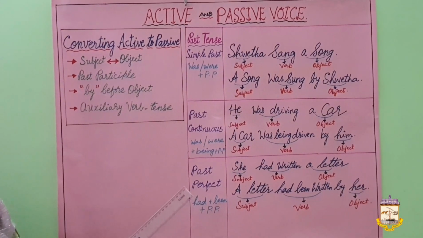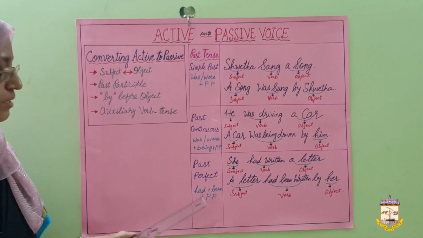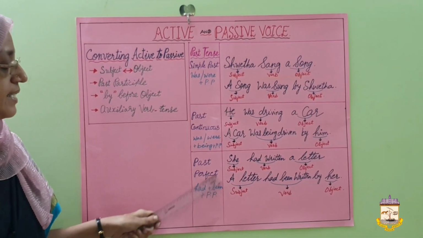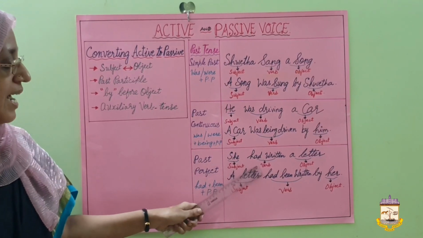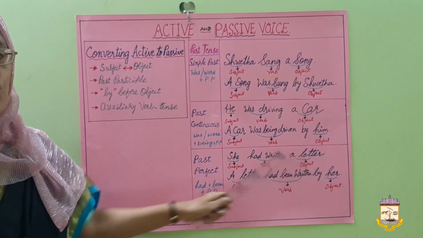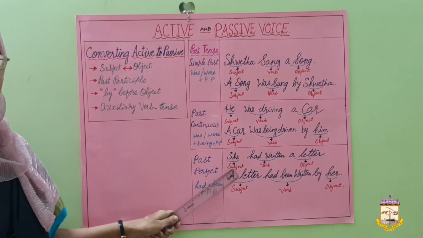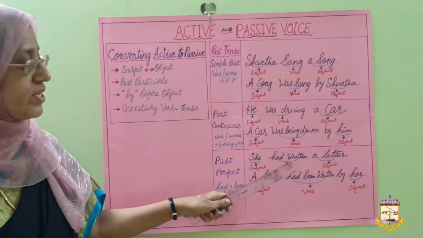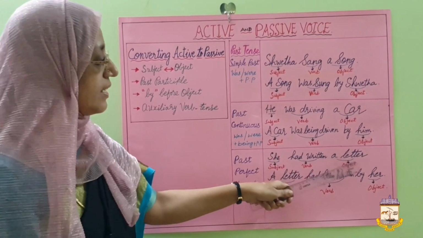In the past perfect tense, you will use had plus been plus past participle. The sentence here is, she had written a letter. What has she written? She had written a letter. She is the subject. Had written is an action, so it is a verb. And what has she written? She has written a letter. So letter is an object.